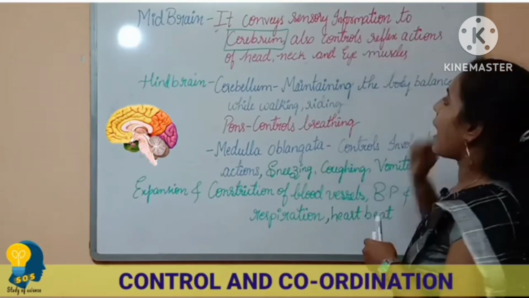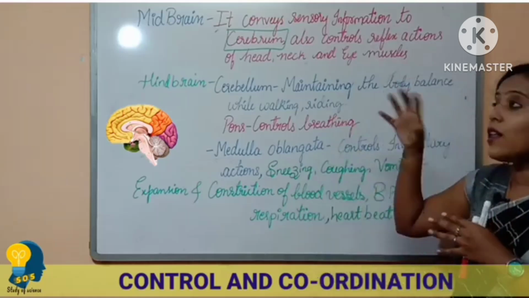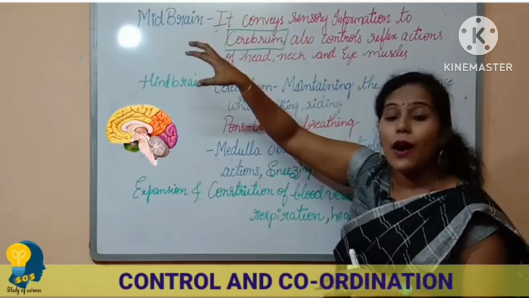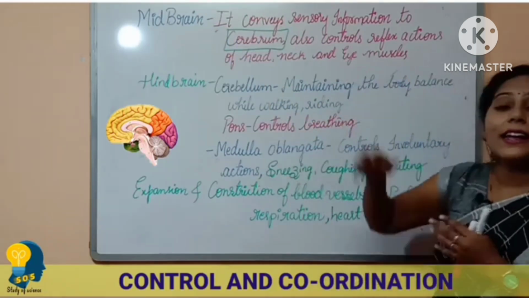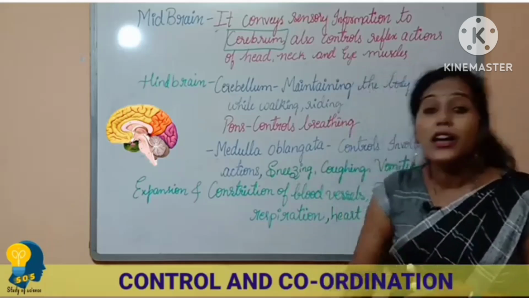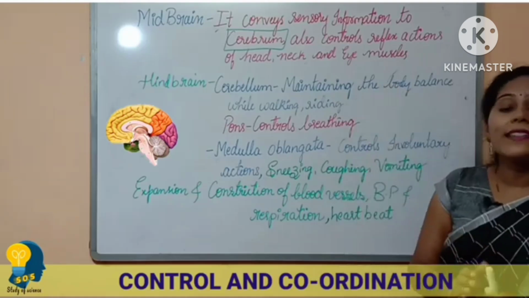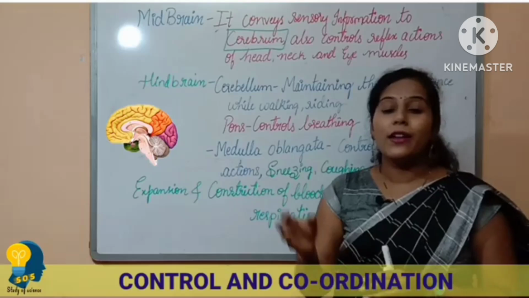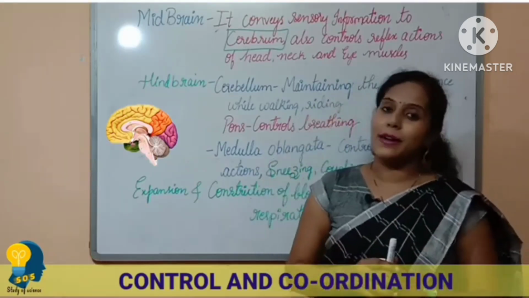The reflex actions of the head, the neck and the eye muscles are all controlled by the midbrain. What does the midbrain do? What is the function of the midbrain? It helps in conveying the sensory information to which region? To the cerebrum. It also helps in the reflex actions. Reflex actions of which region? The head, neck as well as the eye muscles.